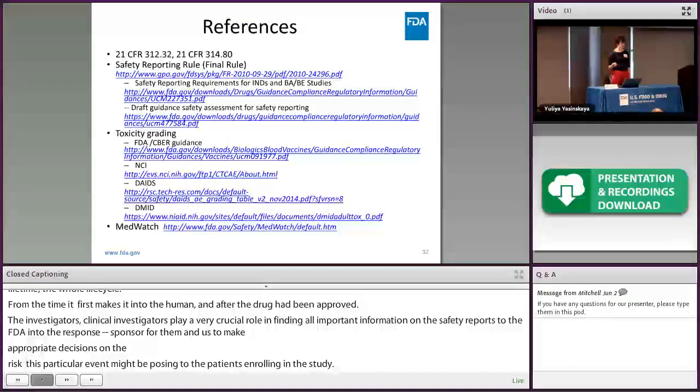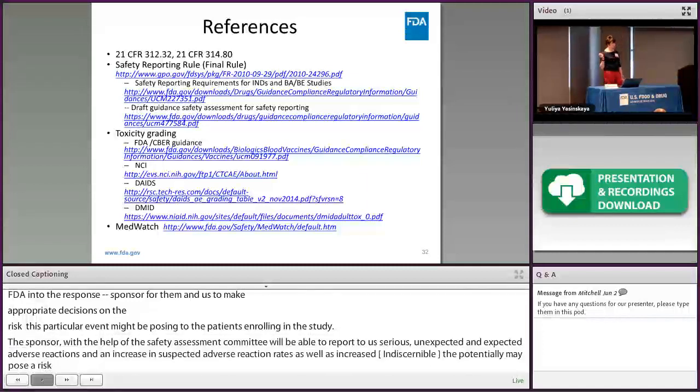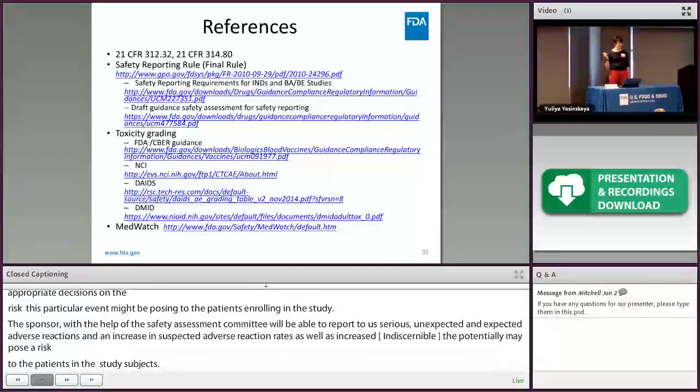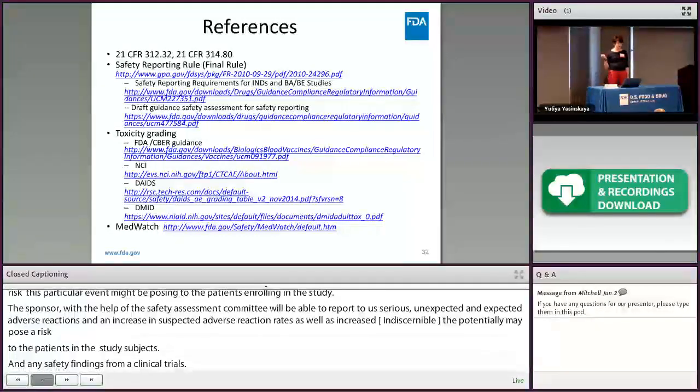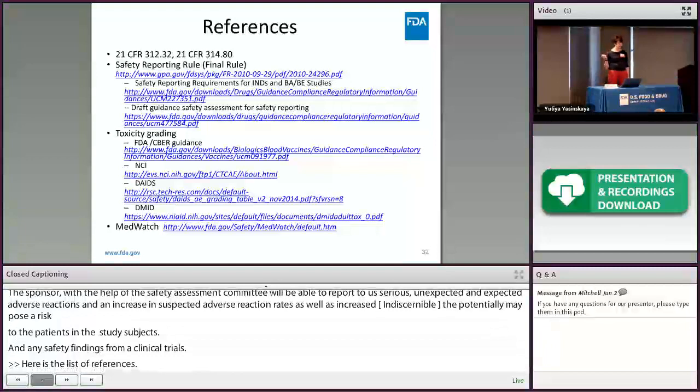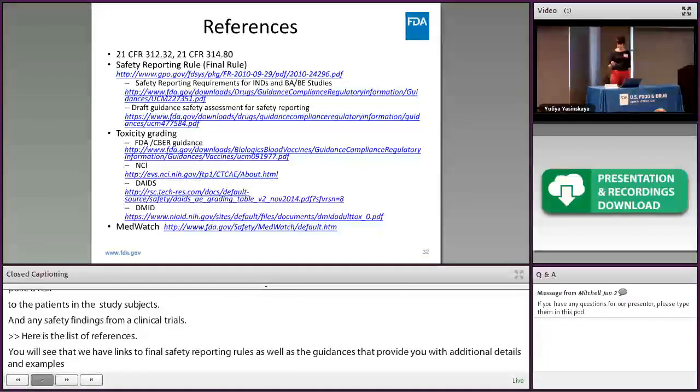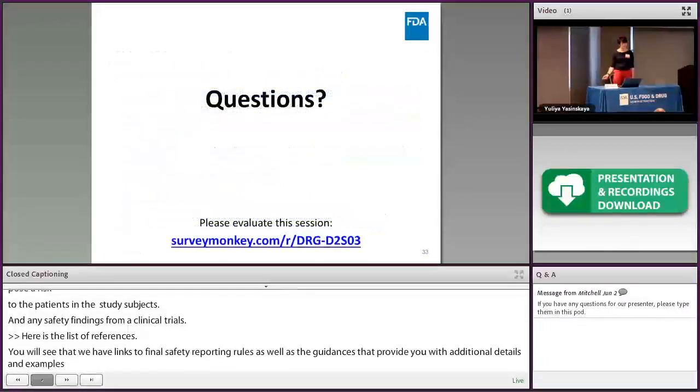Here, in the list of references, you will see that we have links to the final safety reporting rule, as well as the guidances that provide you with additional details and examples to do your safety reporting appropriately. There also are a number of links to the toxicity grading tables, as well as MedWatch reporting. Any questions?